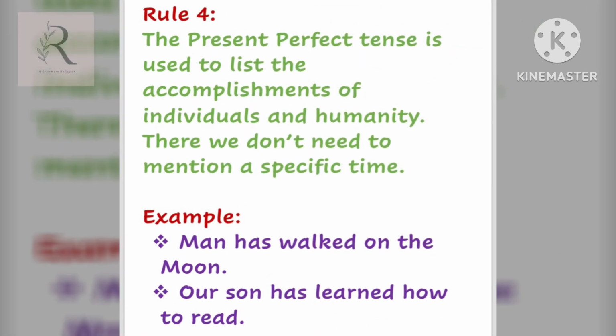Rule number 4. The present perfect tense is used to list the accomplishments of individuals and humanity. There we don't need to mention a specific time. For example, man has walked on the moon. Our son has learned how to read.